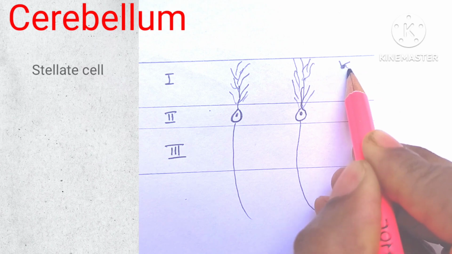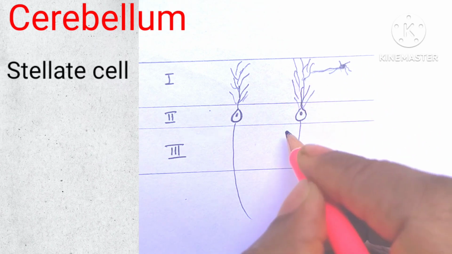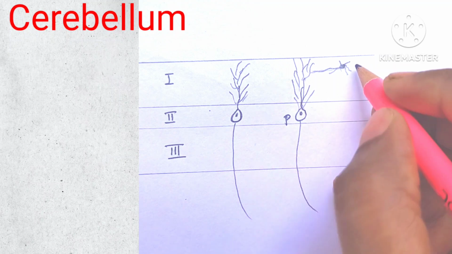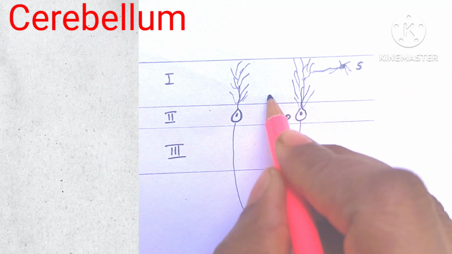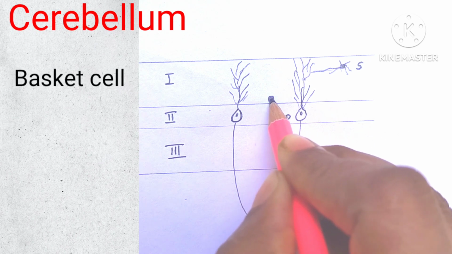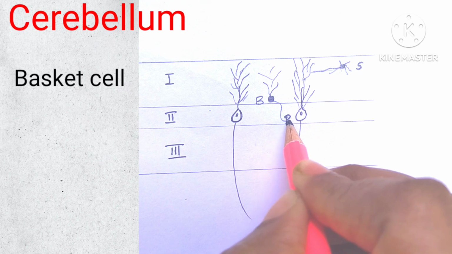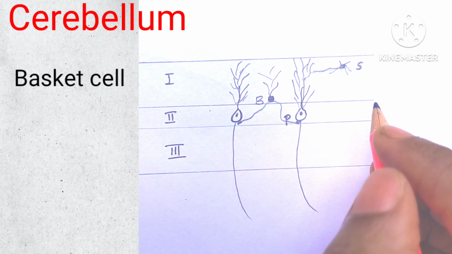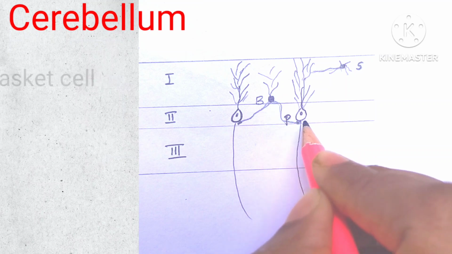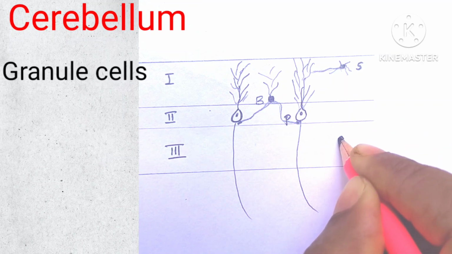The next, the stellate cells present in the molecular layer. The dendrites will ramify there. The axon makes synaptic contact with the dendrites of the Purkinje cells. Then the basket cells present in the deeper part of the molecular layer. The dendrites ramify in the molecular layer, whereas the axons run downwards and anastomose with the pre-axon part of around 15 to 20 Purkinje cells.